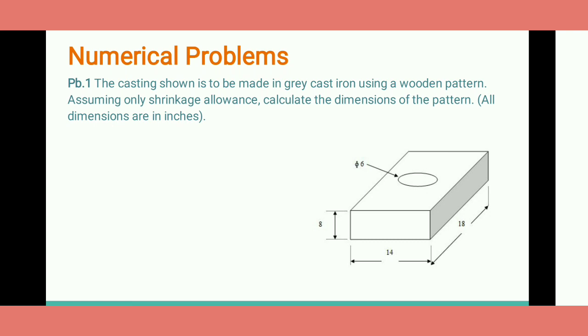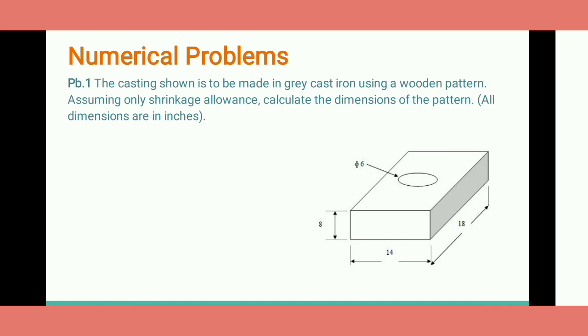So this is the figure that is given to you for the final casting. Please keep in mind this is the final casting, so we have to design the pattern for this. Now this final casting has the dimensions: length is 18 inches, width is 14 inches, thickness is 8 inches, and inside there is a hollow cavity throughout the thickness with a diameter of 6 inches.